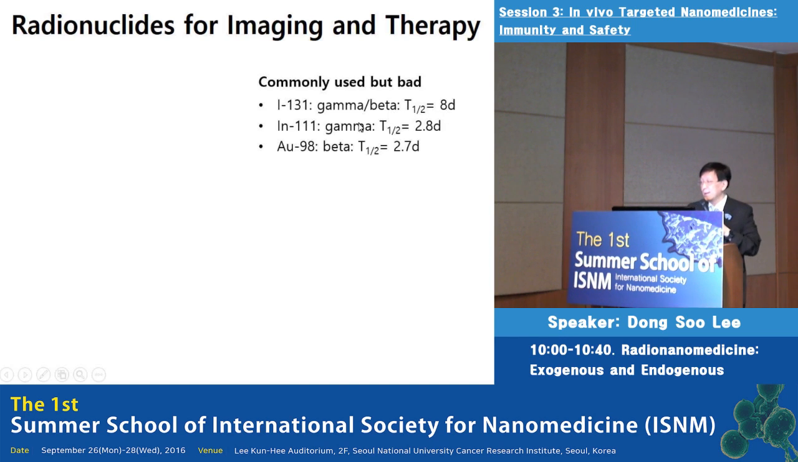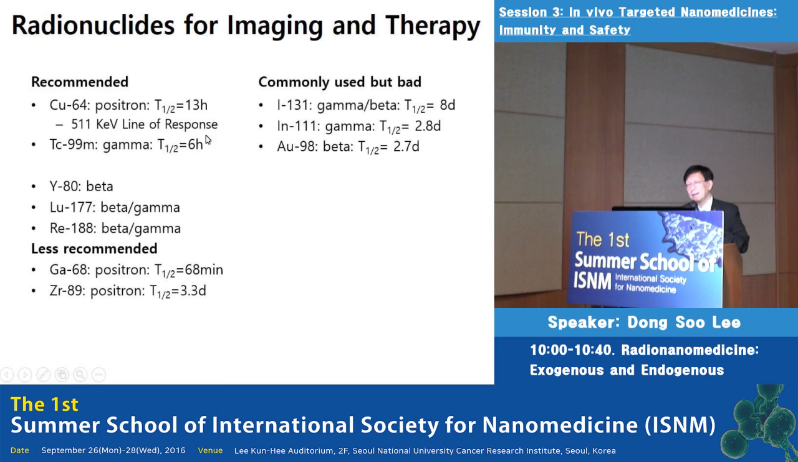And their half-life is. Indium is gamma. However, the half-life is long, so you need to use about 1/10 of the amount of technetium. So the image is blurred. You have less photon flux. You cannot make a good image. Gold 198, a pure beta emitter, so you cannot make any image. Well, you can use the Bremsstrahlung, but it is not good.